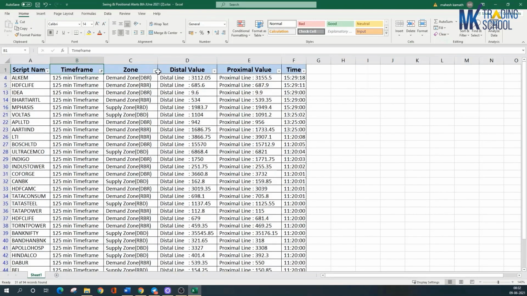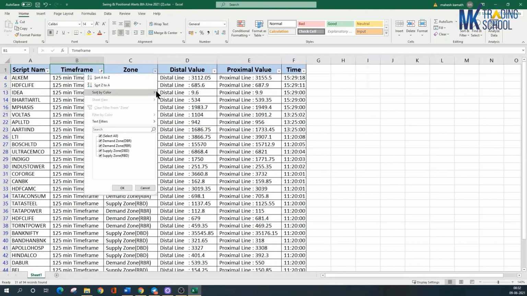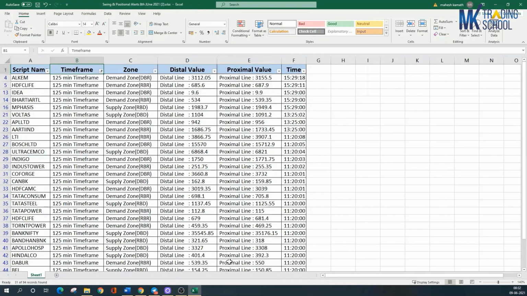And here you can further filter down on the zone formations. Let's say you're looking at only a demand zone rally base rally formation, then only filter for rally base rally. So multiple things can be done the way you want it. You can see alerts on various time frames, various stocks. So this was the swing and positional alerts.